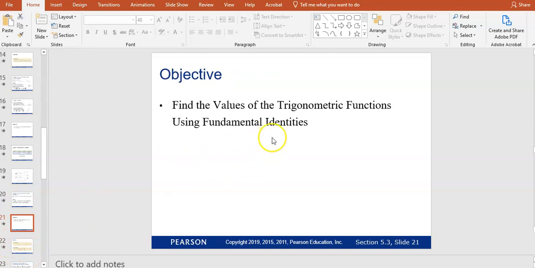All right, let's use values of the trig functions using fundamental identities. Okay, so here are our identities. Let's look at our identities. We've already covered all of the basic ones.